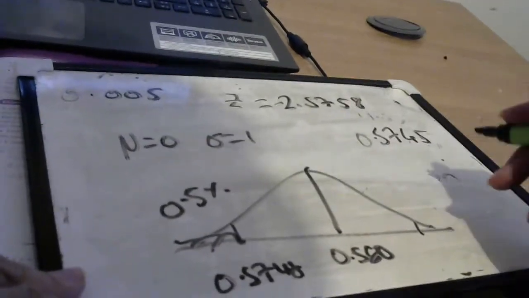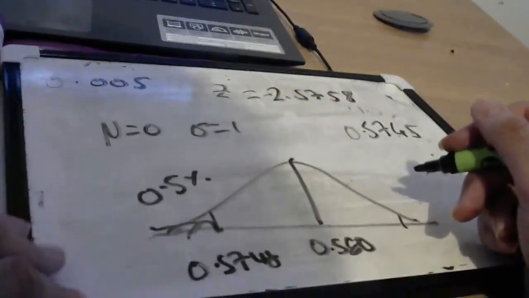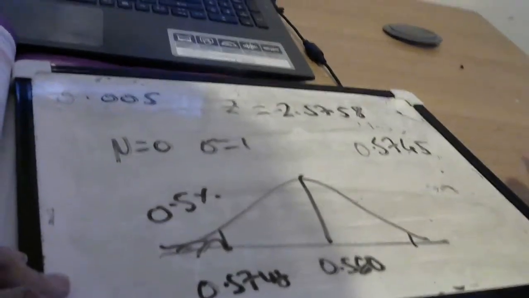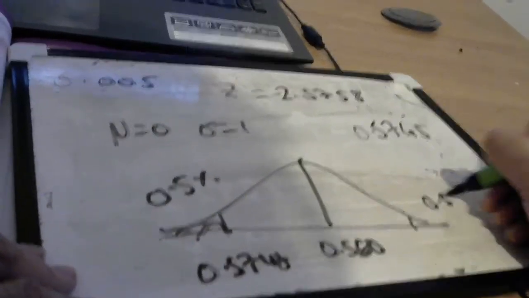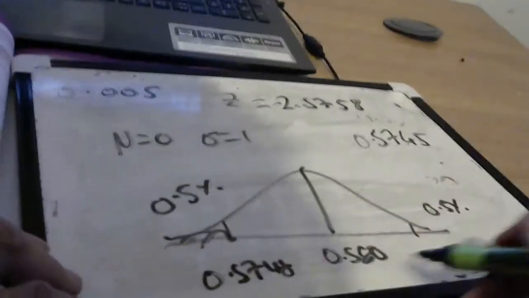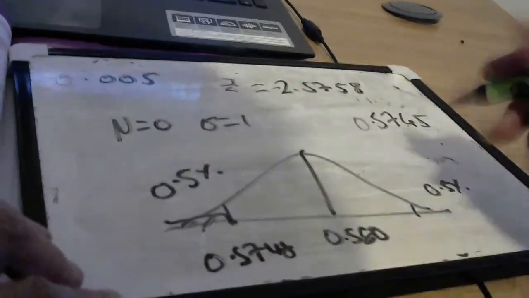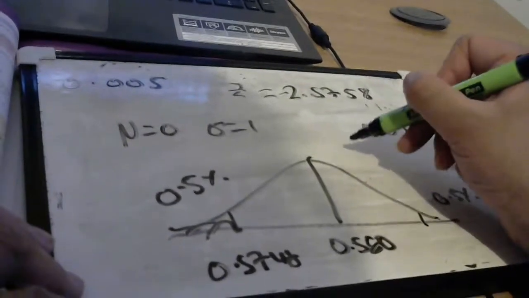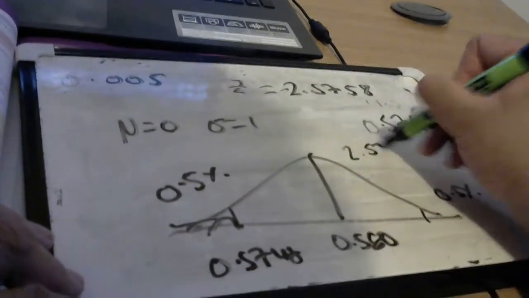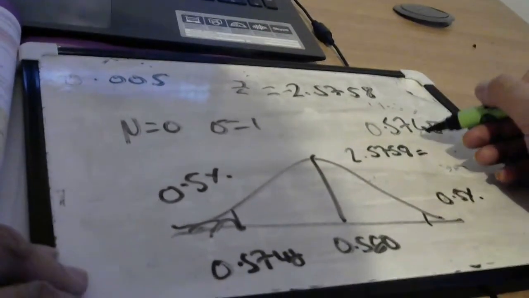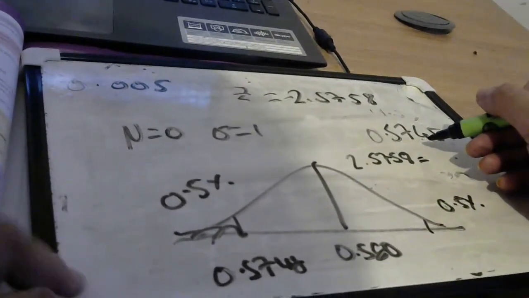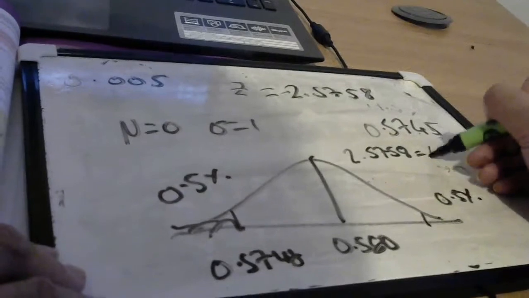Now by symmetry, it should be obvious what we're going to do next. We're going to do exactly the same thing, but this time with positive 2.5758, because that will give us the top half, literally the last 0.5% here. You could probably just do it by symmetry and work out what that number is by sums, but I'm just going to show you the formula one more time. 2.5758 equals, what have we got there? We've got x bar, which we don't know.